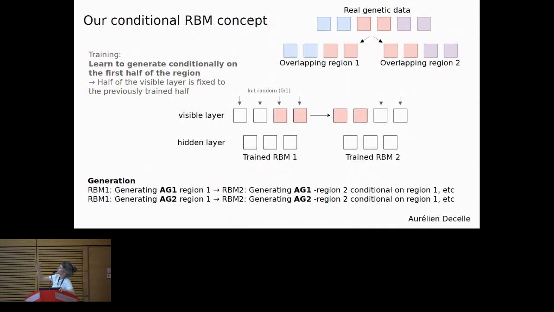And then at generation time, you can generate sequentially by first generating the first chunk, then taking the two red values for the second chunk and conditionally generating the second part of the second chunk, and so on and so forth.